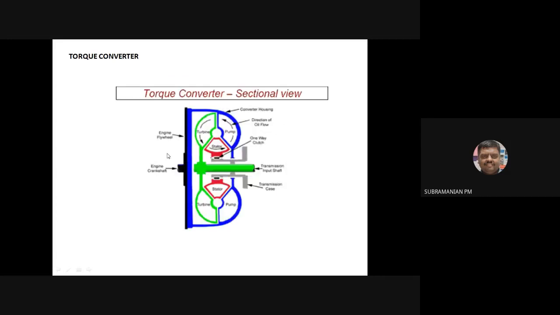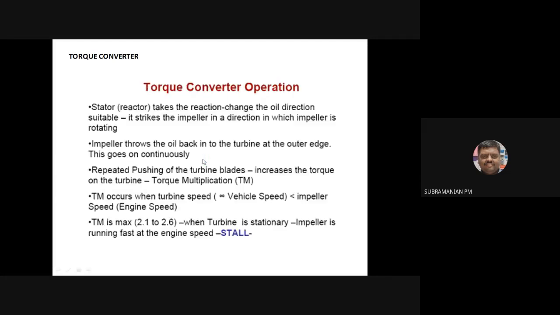This sketch will be a simpler line sketch. You can adopt this sketch also, because I am showing a casing, and how to fix the stator to the casing with the help of a one-way clutch. Already I told you, the stator is going to take the reaction. That is, the impeller is delivering power to the turbine, and due to that a reaction force arises. That reaction force will be taken by the stator, making the fluid strike the impeller in the same direction.